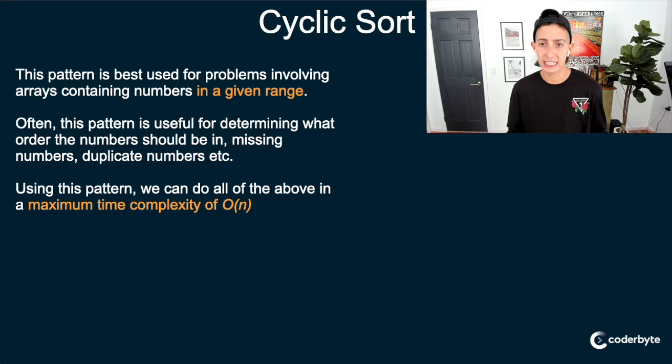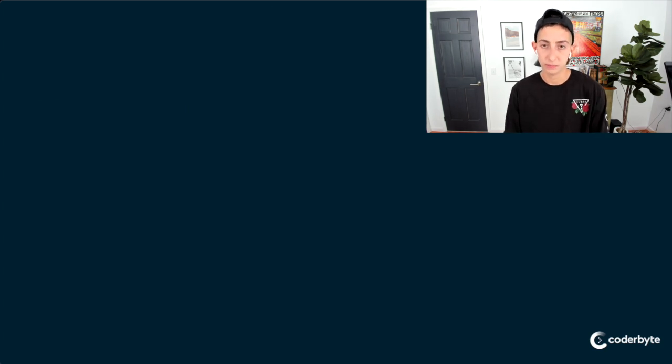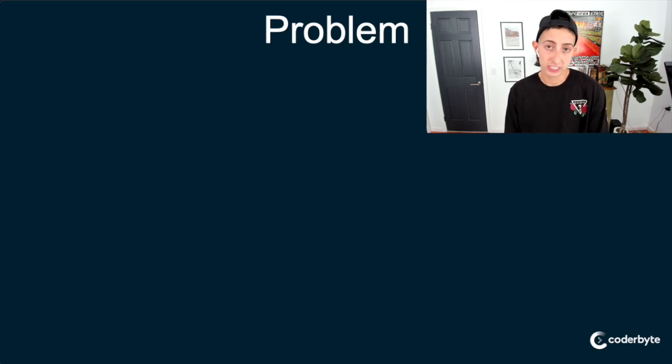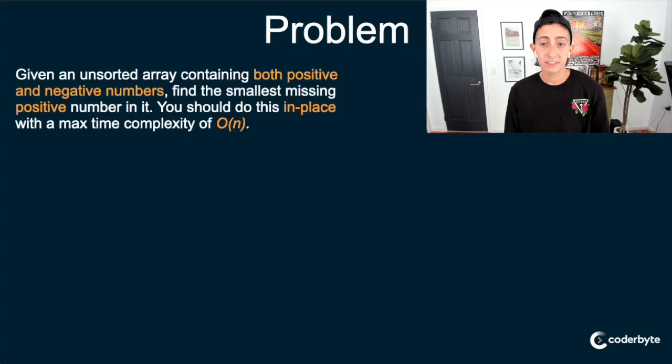So with all of that information, what's this week's problem? This week's problem, which I would categorize as a hard cyclic sort problem: given an unsorted array containing both positive and negative numbers, find the smallest missing positive number in it. You should do this in place with a maximum time complexity of big O of n.